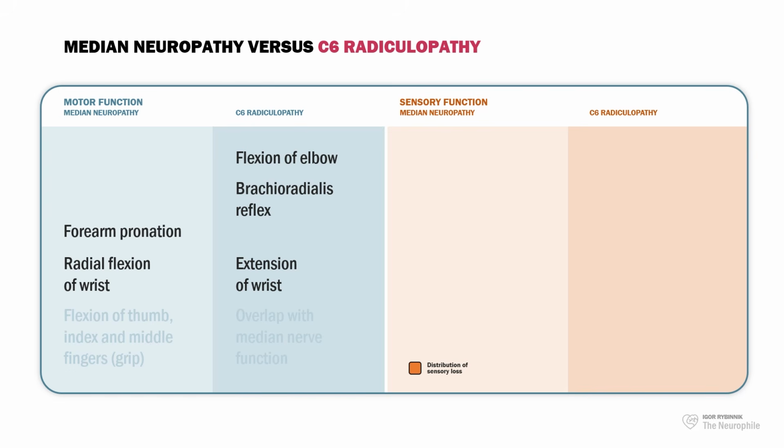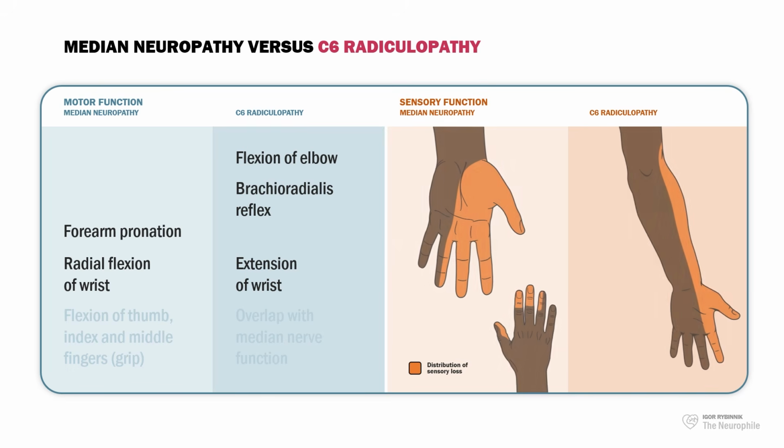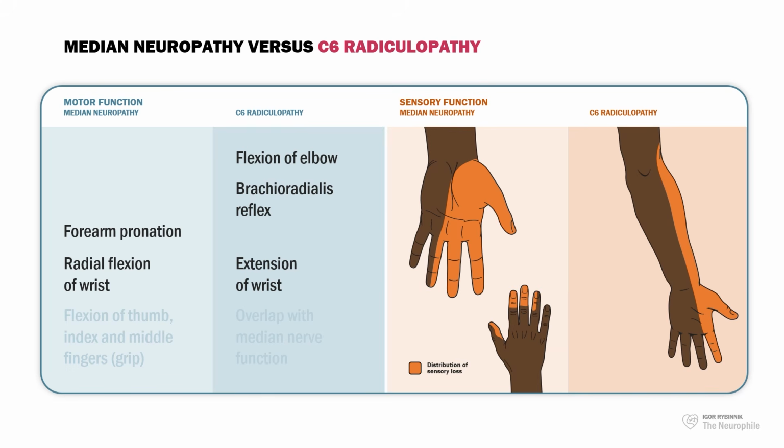By the way, what is the most common location of median nerve injury? Right, in the carpal tunnel. And in the carpal tunnel, the lesion would be too distal to affect any reflexes in the elbow or forearm. What about the distribution of sensory loss? Median nerve only supplies the sensation of the hand, the palm and the first 3.5 fingers, and fingertips of those fingers on the dorsal side. C6 nerve root sensory supply is dermatomal, so it also supplies the lateral forearm.